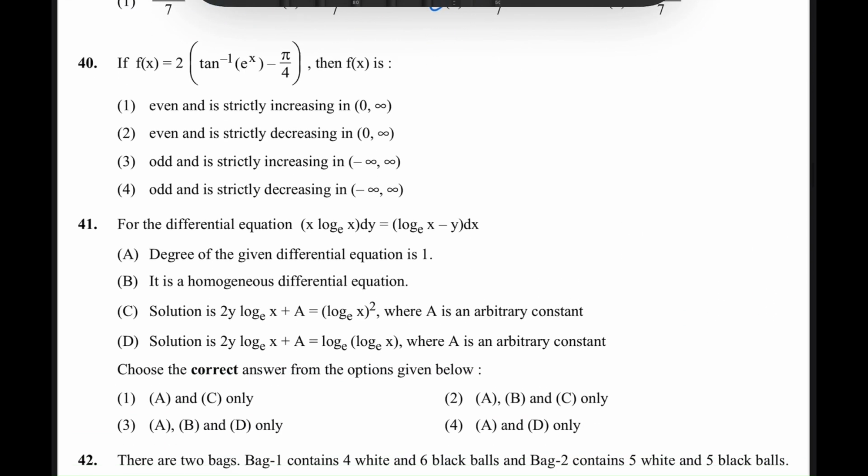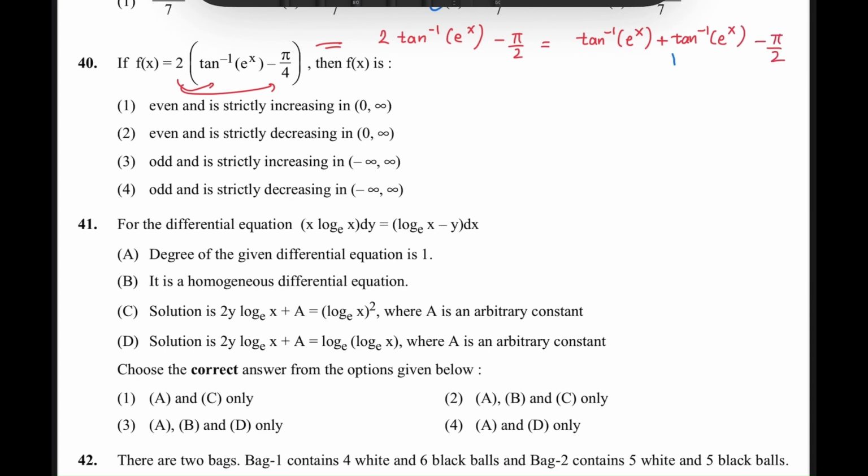What is question number 40? So you have f of x equals to this. Okay, what if I multiply by 2 here? So this function becomes 2 times tan inverse of e to the power x minus pi by 2, right? Okay, so I do tan inverse e to the power x plus tan inverse e to the power x, because 2 times tan inverse e to the x is this thing.